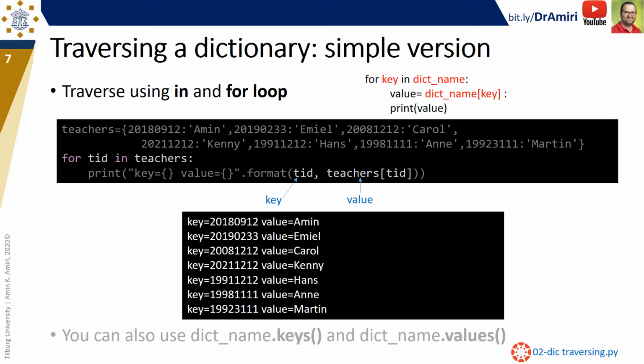Now, to print key and value, you can simply use the name of the key, which is TID here. Again, this is the name of the variable that is repeated in the for clause. And then you use the name of the dictionary and the brackets, with the key variable in between the brackets, to retrieve the value. So that's the simple version of traversing a dictionary.